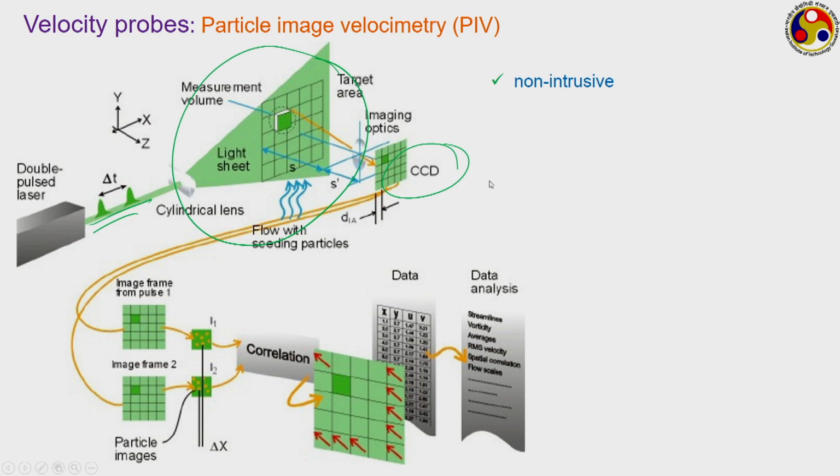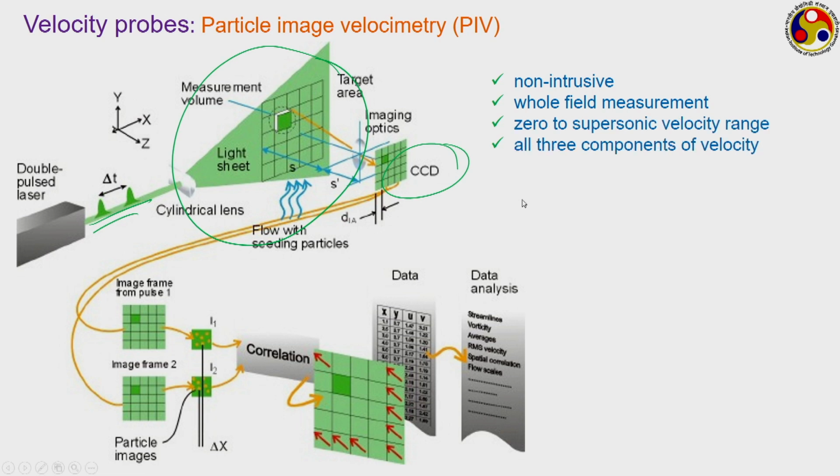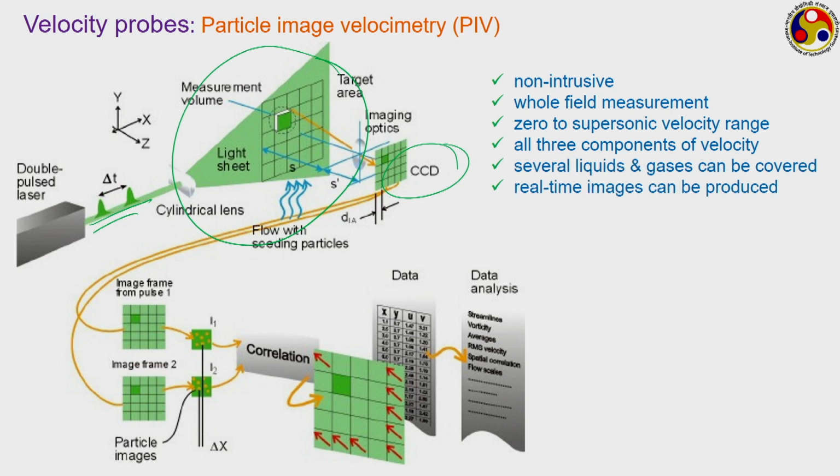PIV is probably one of the most advanced ways of flow measurement. It is a non-intrusive, whole field measurement because we get a picture of the whole flow field, which is not possible with anything else that we have discussed here. From zero to supersonic velocity range we can go with extremely high accuracy. All the three components can be resolved, several liquids and gases can be covered, and we can get a real time image. Just what you can think about a flow field, exactly the same you can get from PIV.